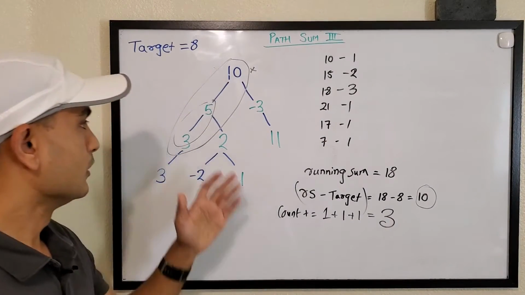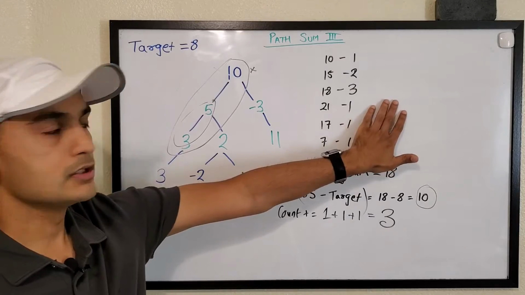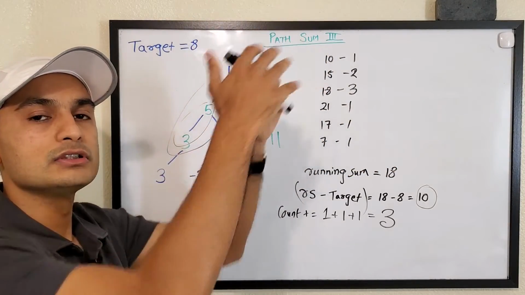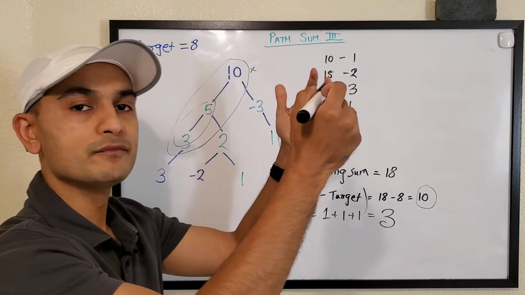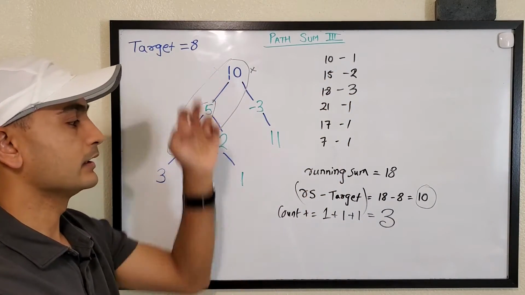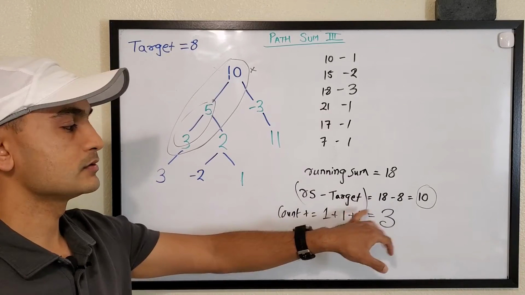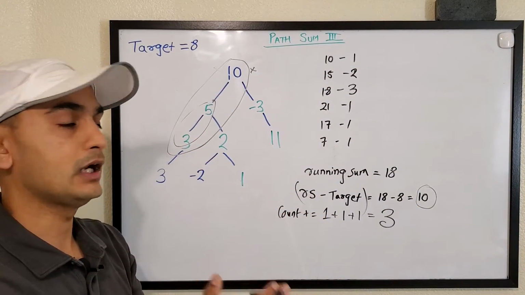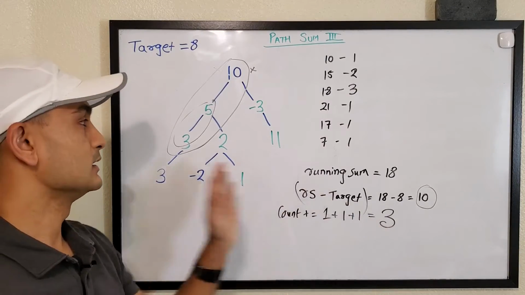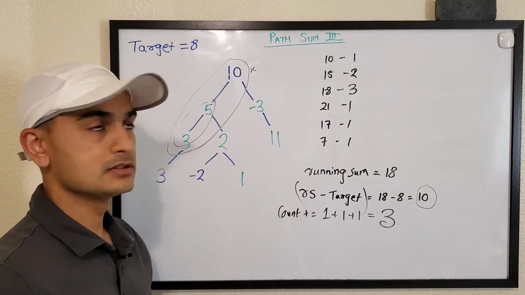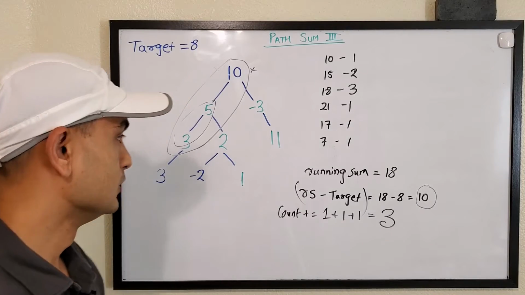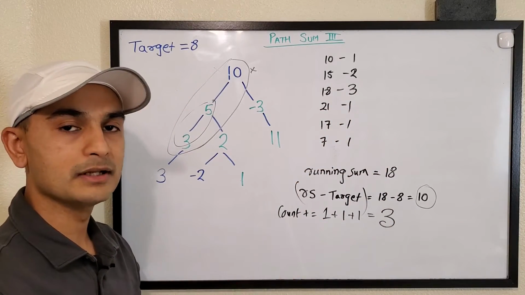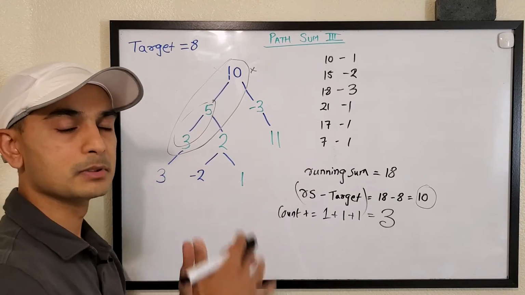So we're using this dictionary to find out whether there was a previous path such that, if we remove that path, we'll get our target. So we do running sum minus target to get that previous path. And if there was a previous path with that value, then we can say that yes, we can make a path which is equal to 8. So we'll use this approach to optimize our previous implementation.